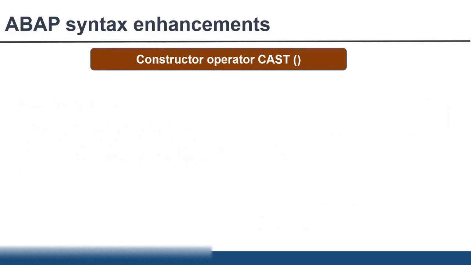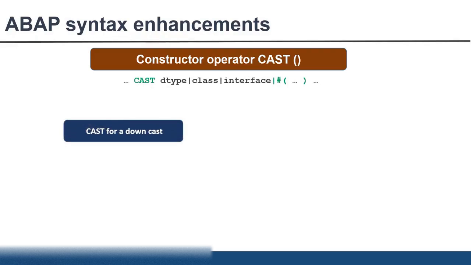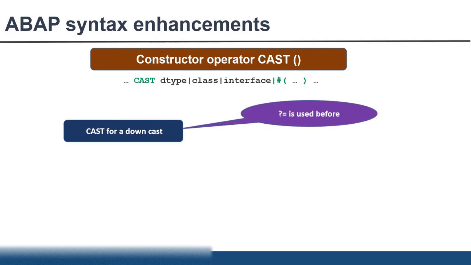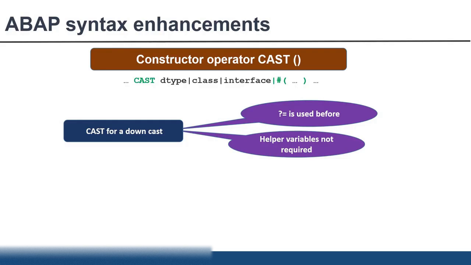Cast operator. The casting operator CAST is a constructor operator that executes an up or down cast for reference variables with the type specified in type. This is the syntax. In order to do downcast, earlier the operator question mark with an equal symbol is used. And in order to cast with this operator to a requested reference type, you needed helper variables. With the new statement, that is not required.